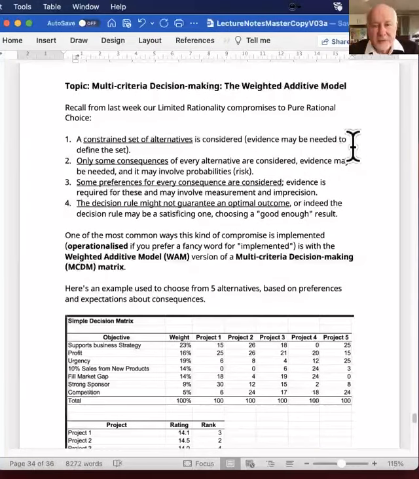This video is about multi-criteria decision making, and in particular the most popular and probably simplest way of implementing it, which we call the weighted additive model.